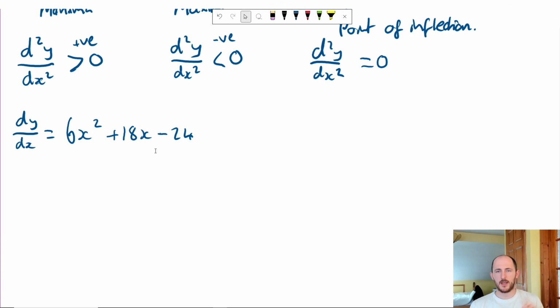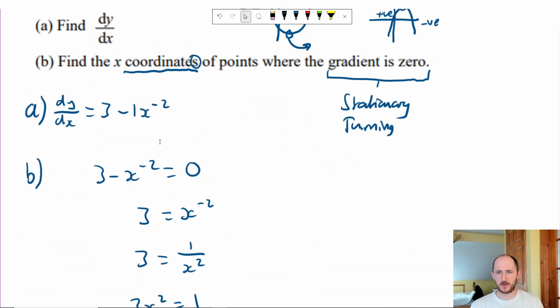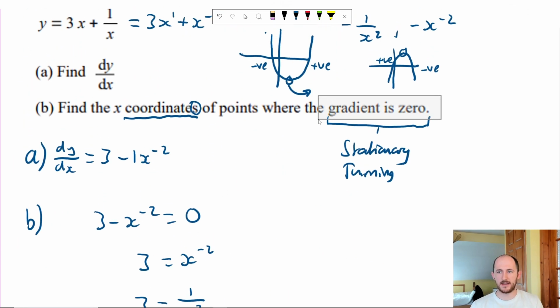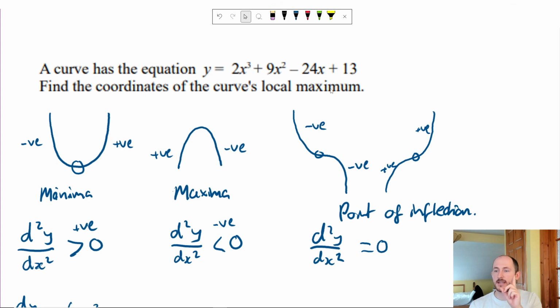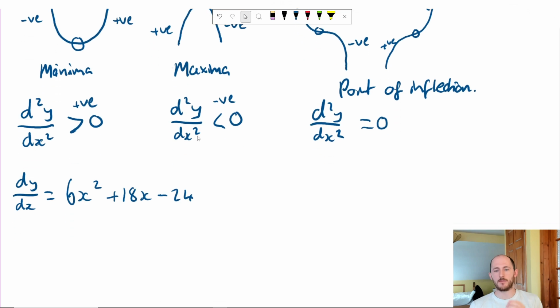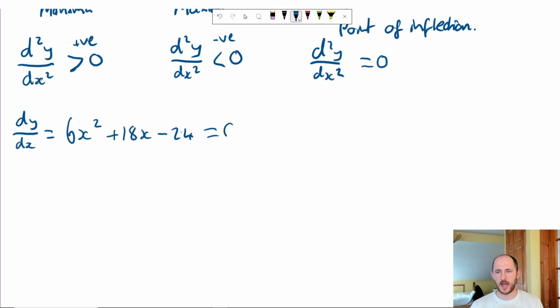Cool. Now, just like in this previous question, to find the coordinates where the gradient is 0, that will give me the x coordinates of my stationary points. Not necessarily the maximum. The maximum will be one of them, but there may also be a minima or a point of inflection. Maybe there's 2 maxima, who knows. But to get my x coordinates, I'm going to make this equal to 0 and solve it.